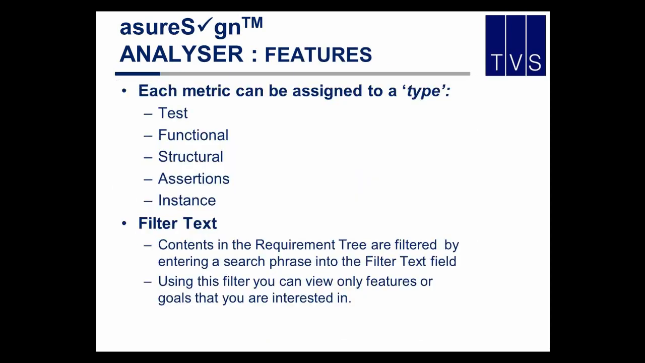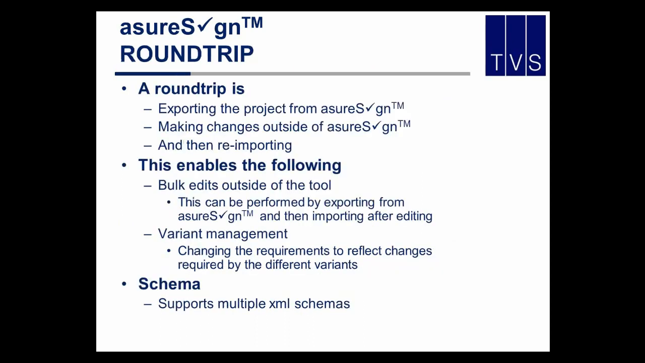So each metric can be assigned to a type. The metric might be a test, it might be a functional coverage point, a structural coverage, an assertion or an instance. It also allows you to filter. So when you're looking at the analyzer, you can filter on a particular pattern match. So you would put in that you only want to look at one particular IP or a sub-part of the project, and then it will filter out everything except for the pieces that you're interested in. So it helps you basically do your analysis.